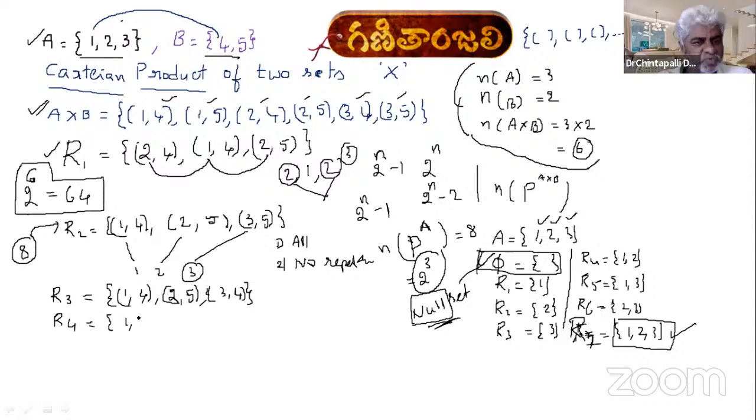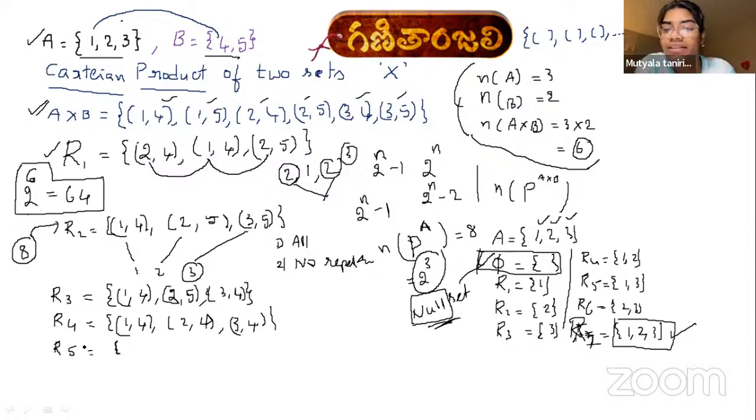R4 equals {(1,4), (2,4), (3,4)}. Don't bother about the elements in B, whether they are all used or not, or whether there is any repetition. It does not matter. Here 4 is repeated, no problem. But the two conditions are that all the elements in A should be used and repetitions should not be there. Can you tell another subset? (1,5), (2,5), (3,5).